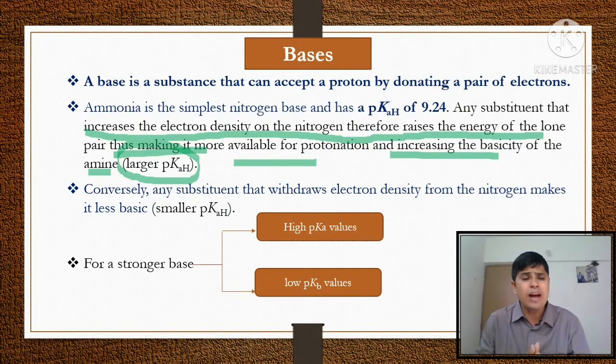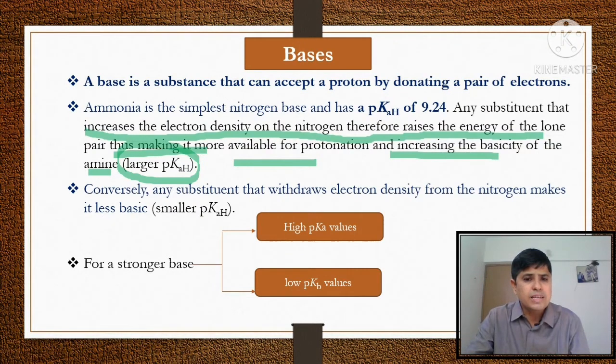Any such factor may be an electron donating group, or electron donation through a sigma bond, or electron donation through resonance, or it may be a steric factor. If any such factor increases electron density over the nitrogen atom, that nitrogenous base will be a stronger base than the other counterparts.